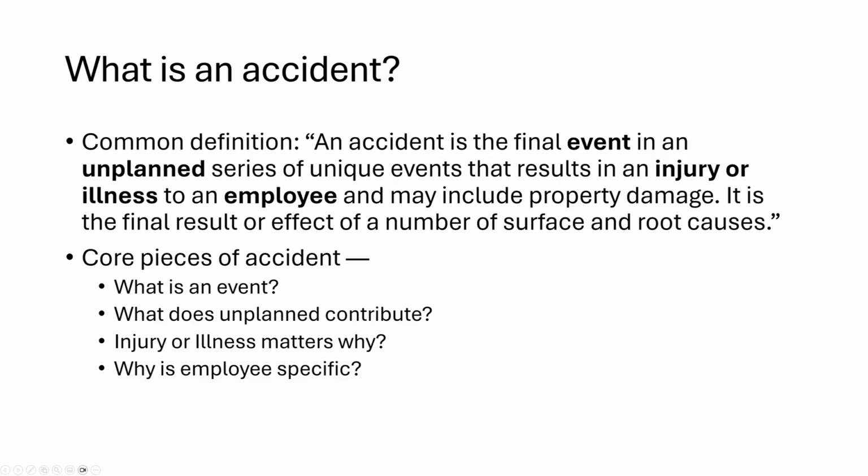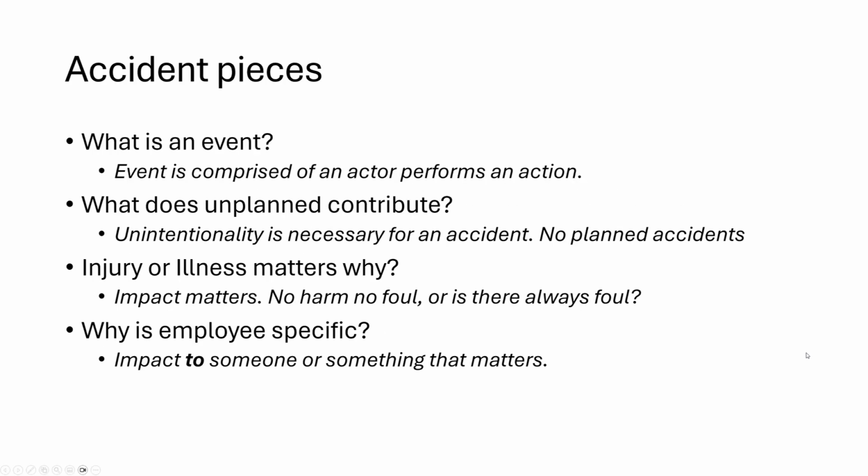So going back, what is an accident? An accident is the final event in an unplanned series of unique events that results in an injury or illness to an employee and may include property damage. It is the final result or effect of a number of surface and root causes. As we look at these bolded items, we have event, unplanned, illness and injury, and employee. We'll break those down in more detail.